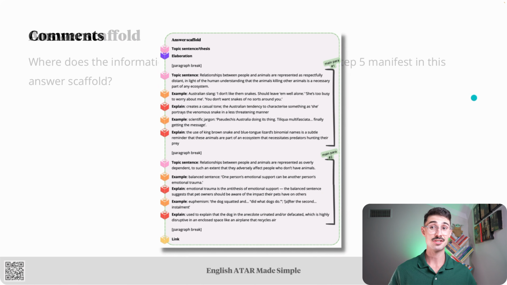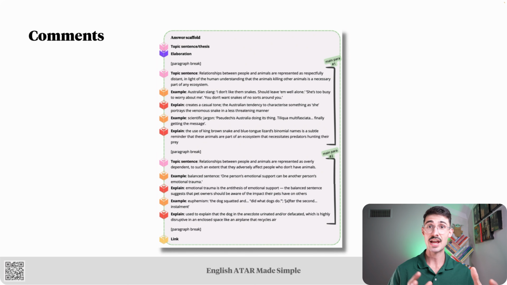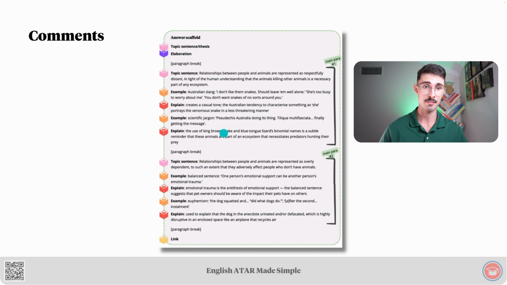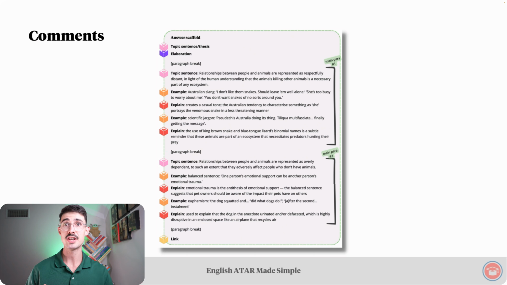Some comments based on this answer scaffold. I've discussed how each text represents the relationship between people and animals in 2 paragraphs: 1 main paragraph here and 1 main paragraph here. A paragraph break was used to split both texts because the relationships are represented differently. There's a shift in focus. This is an important point.